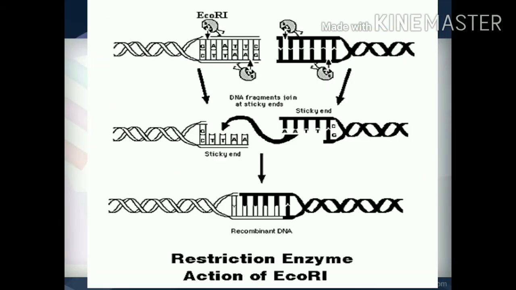The same again: restriction enzyme action of EcoR1. When acting on 2 different molecules, it produces sticky ends, and sticky ends help to form recombinant DNA, with new variations in the recombinant DNA, and therefore they show a different action of EcoR1.